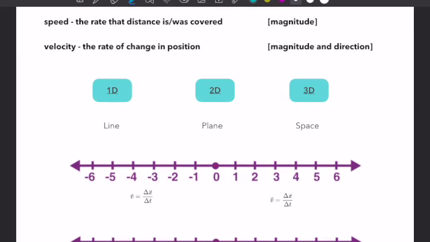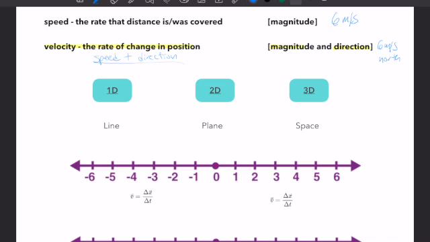So let's first begin with some definitions. Speed is the rate the distance is covered. And that has magnitude, which is a number, like 6 meters per second. Velocity is defined as the rate of change of position. That's its definition, the rate of change of position. It has magnitude and direction. So we say it is 6 meters per second north. 6 meters per second is a speed, and 6 meters per second north is a velocity. So some people say that velocity is speed plus direction.